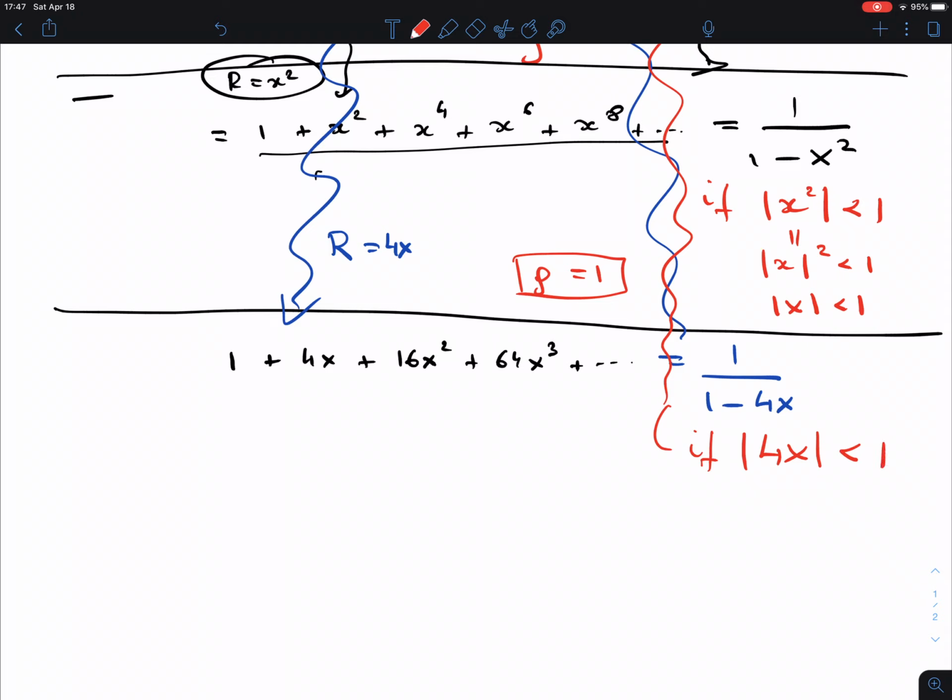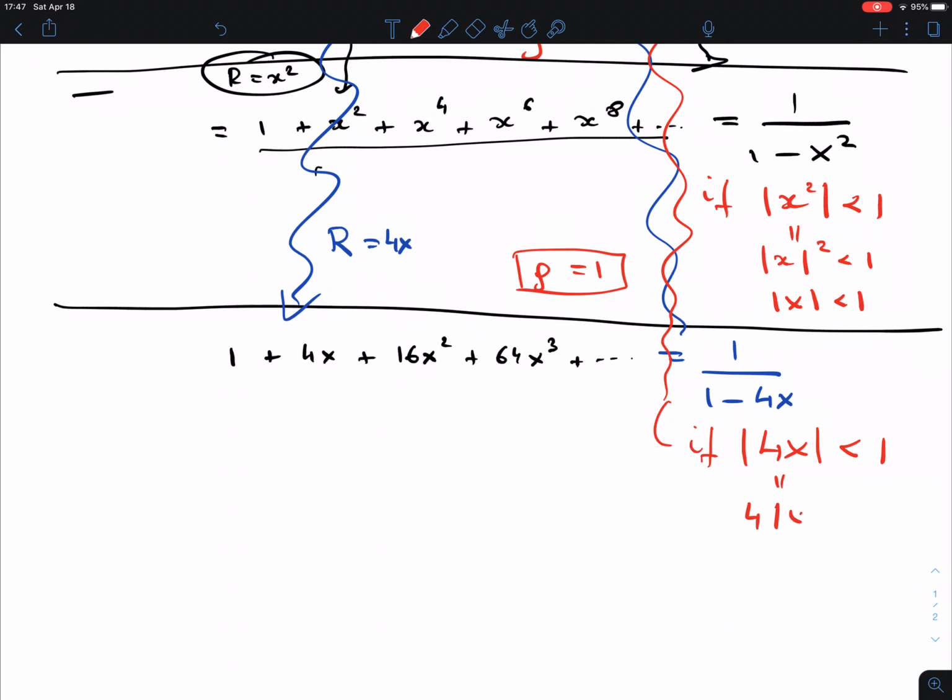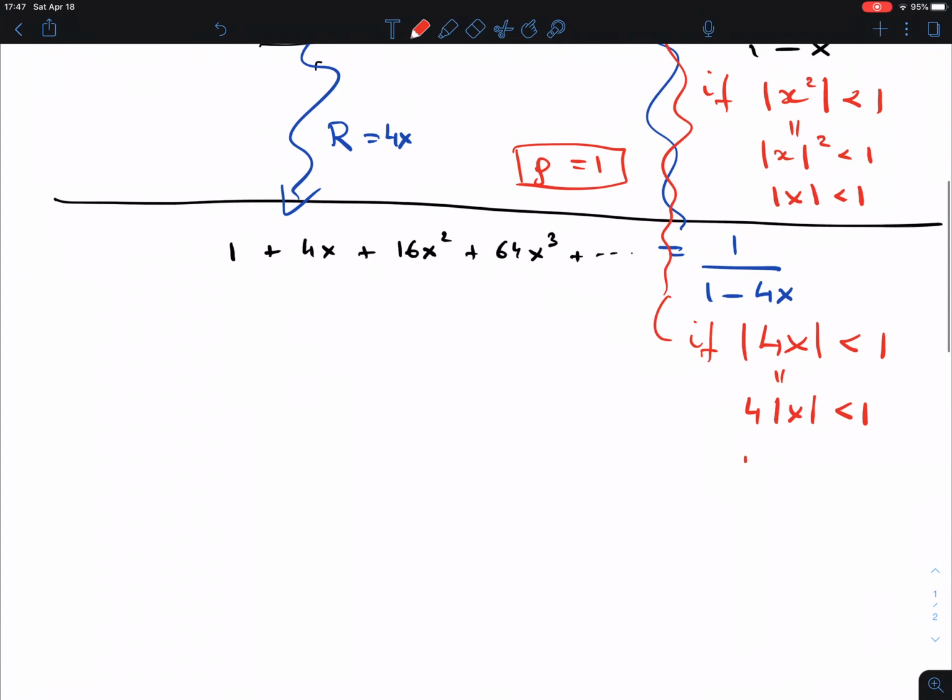So what's the range of convergence here? Again 1. No, remember, we have to solve for absolute value of x. We have 4x here, so we have to solve it a bit. So there's 4 times absolute value of x is less than 1. We have to isolate the absolute value of x, so we get absolute value of x is less than 1/4. Divide both sides by 4. So what is rho here? Rho, the range of convergence, is actually 1/4.